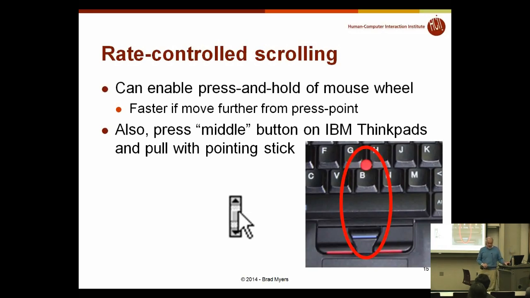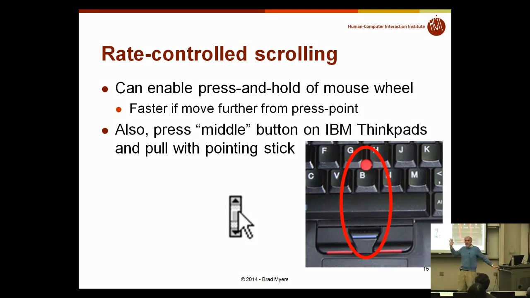Sometimes it also works if you press and hold the middle mouse button down. You can turn that on so that it will do this rate control scrolling. So you press it in and then pull the mouse up and down in order to cause this rate control scrolling to happen. And as we'll see later in some of the experiments, which we probably won't get to today, but on Wednesday, the rate control scrolling actually is really very inaccurate, and most people don't like it.